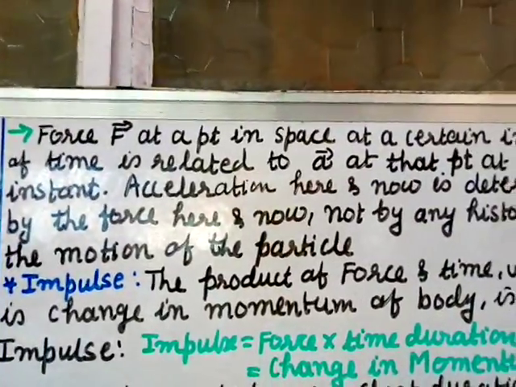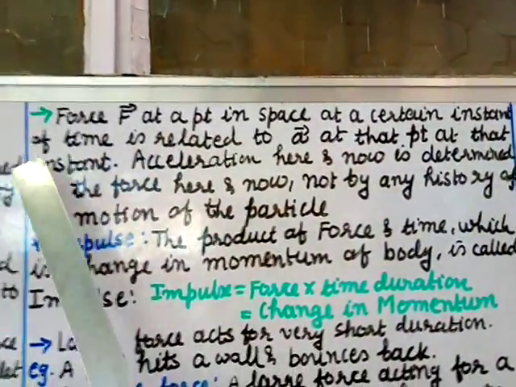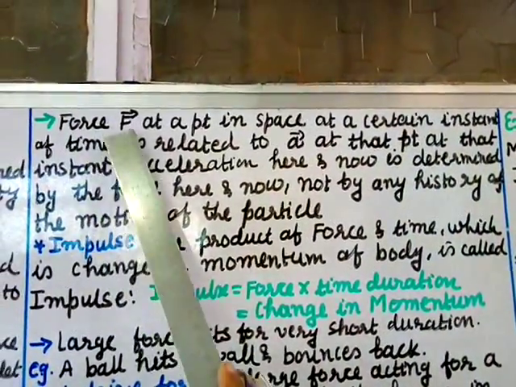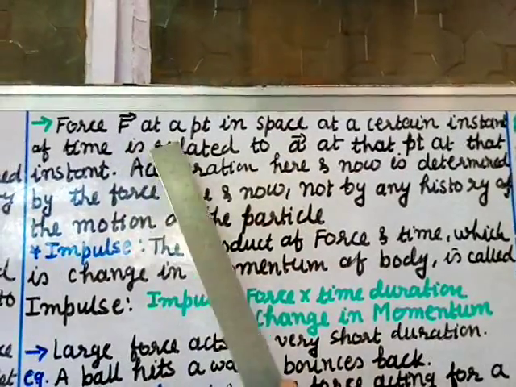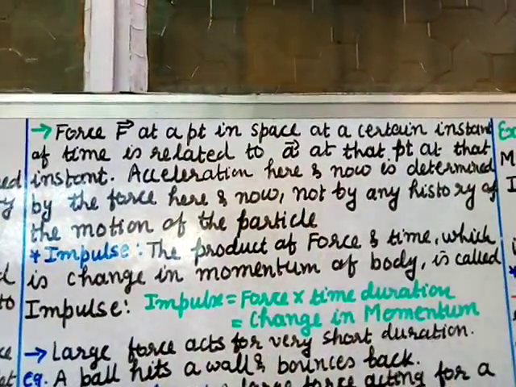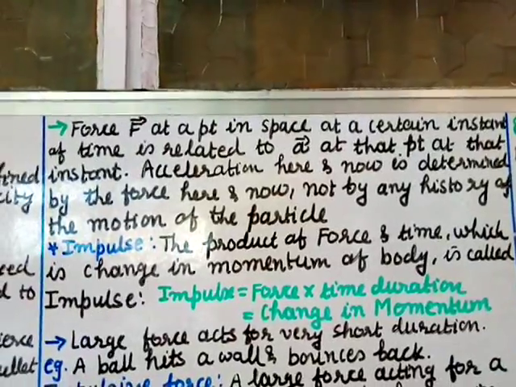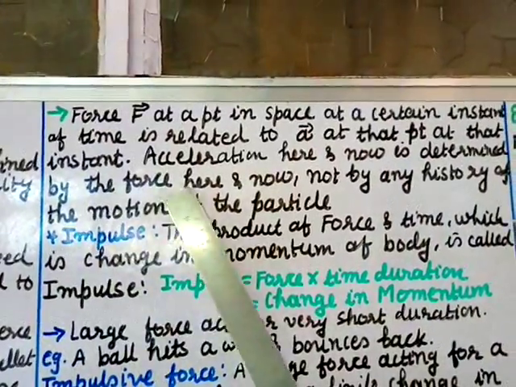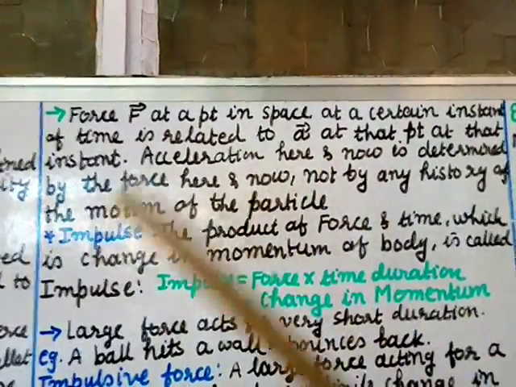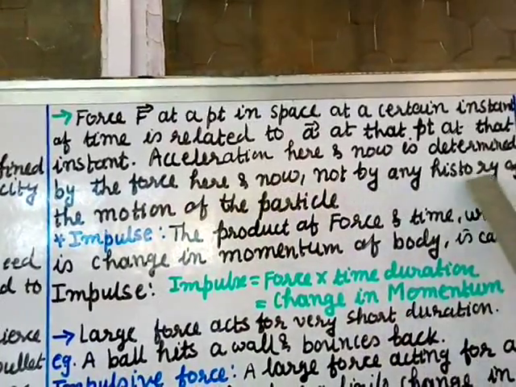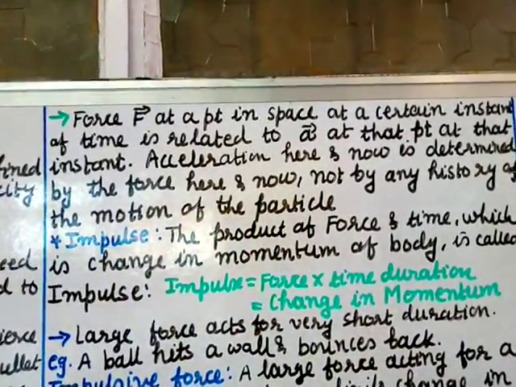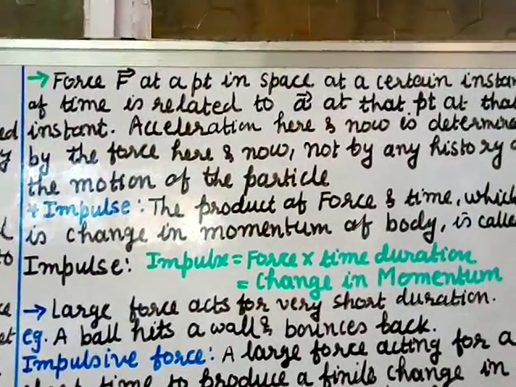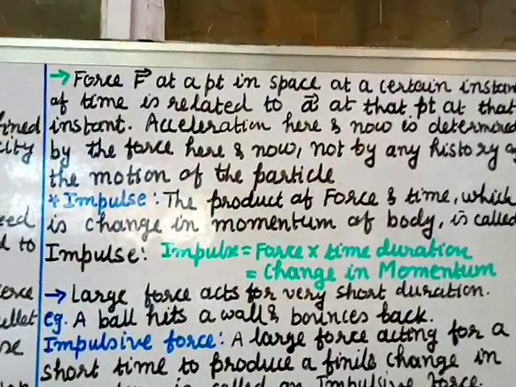Force F at a point in space at a certain instant of time is related to the acceleration at that point at that instant, not after some time. That means acceleration here and now is determined by the force here and now, not by any history of the motion of the particle, not what was done in the past, but at that particular moment.